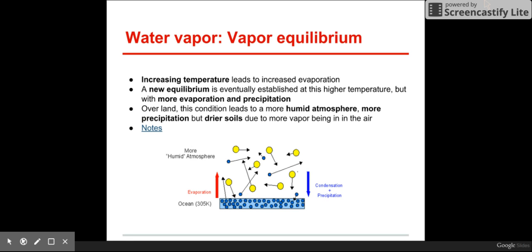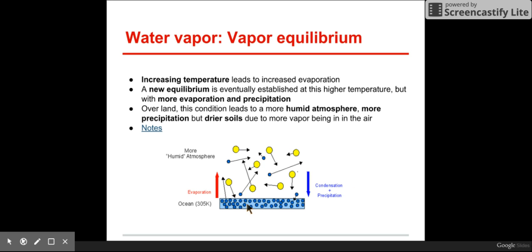Now picture what happens if you raise the temperature of the ocean here by 5 degrees Celsius. Well, in that case, what's going to happen? These molecules in the ocean are going to start moving faster, and more of them are going to evaporate into the atmosphere. As a result, you get a more humid atmosphere. You have more water vapor zipping around in the atmosphere. As a result, since these things all tend to move into equilibrium, you have more condensation and precipitation to balance out this evaporation.